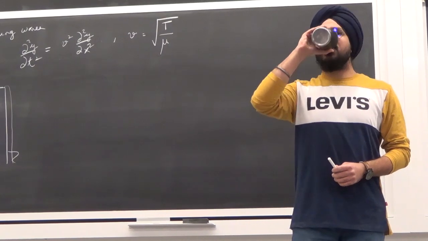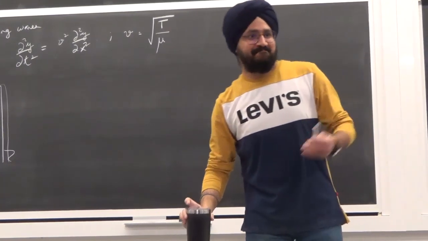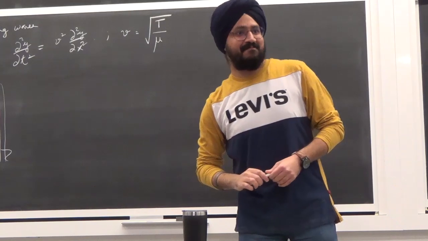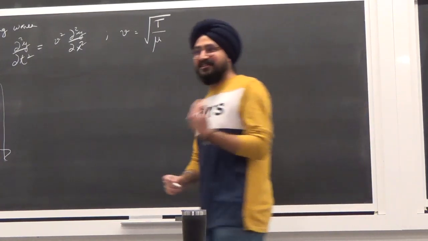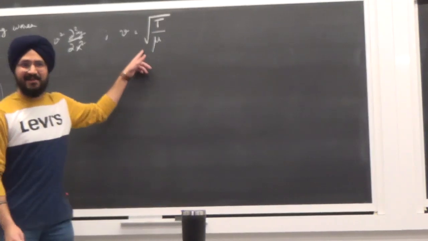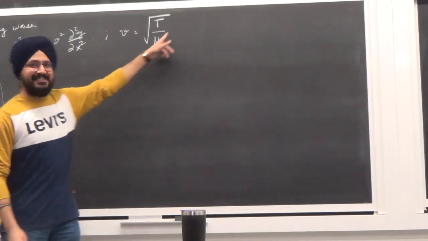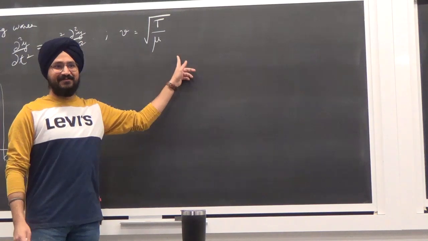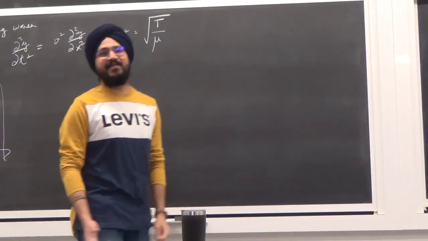Thoughts? We need to find the velocity with the tension and mass. Excellent. So we need to find the velocity. If you know the velocity and the distance, I can find the time. So the question is, how do I find the velocity? You have a formula there, I can plug and chug. Do you know T? Do you know mu? It's just some rope that I got in the market.